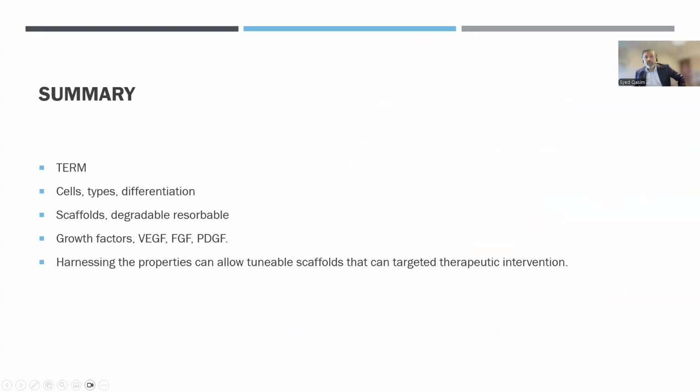So the summary for today is that we learned three different things. We learned about cells, what kind of cells, what are they, just a little idea, what scaffolds are, and growth factors. And combining these three together makes the tissue engineering triad. Cells have a very significant role to play, and growth factors have a very significant role to play. Now, harnessing the properties can allow tunable scaffolds that can target therapeutic interventions.